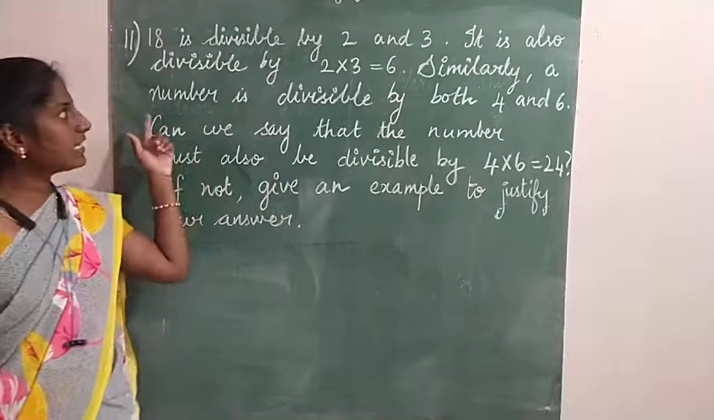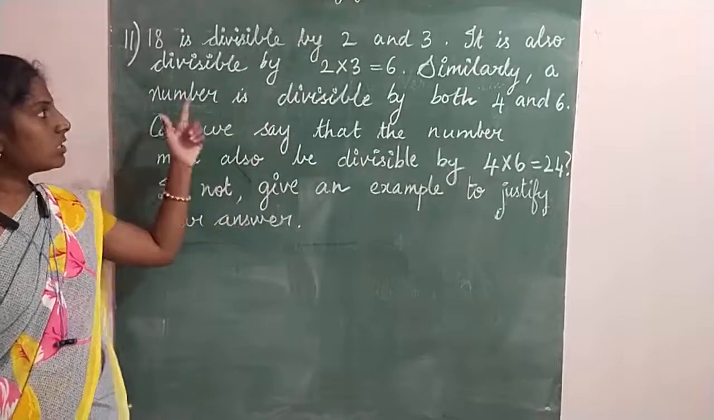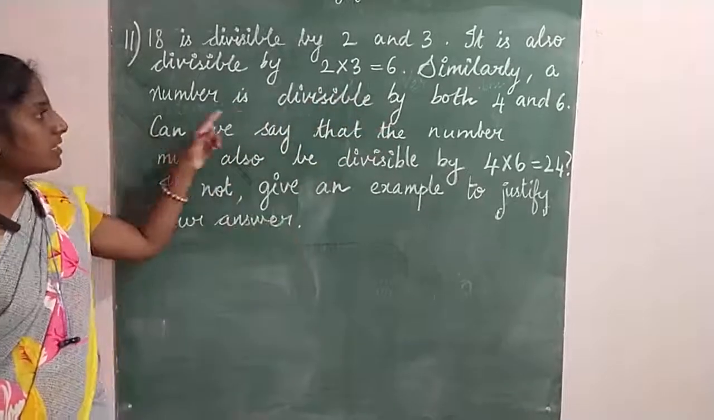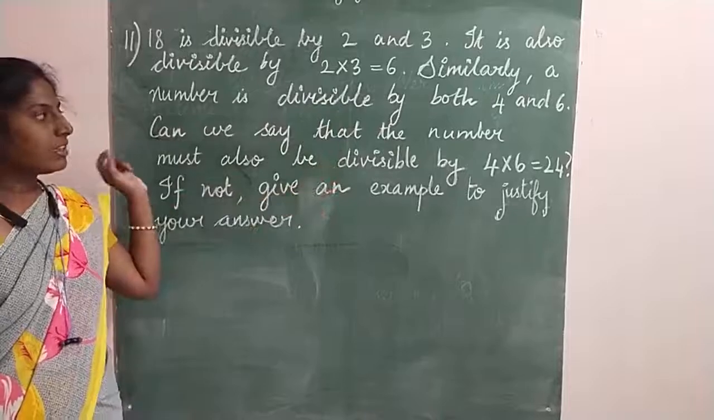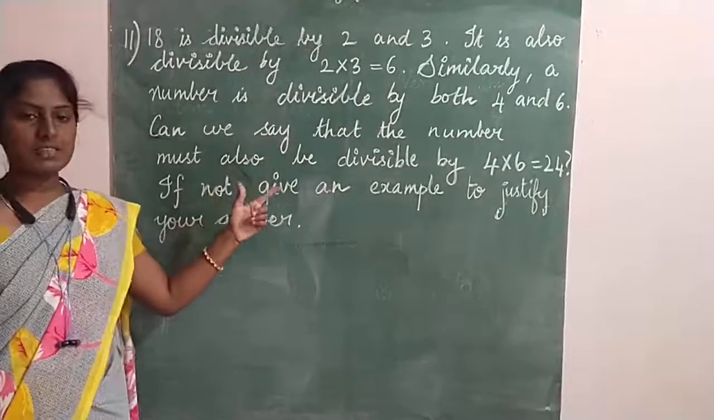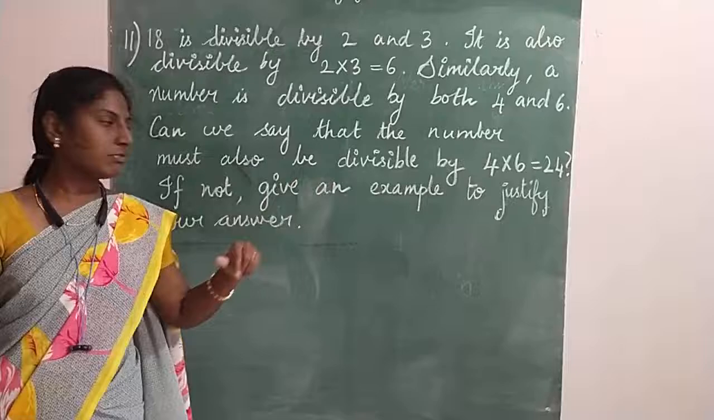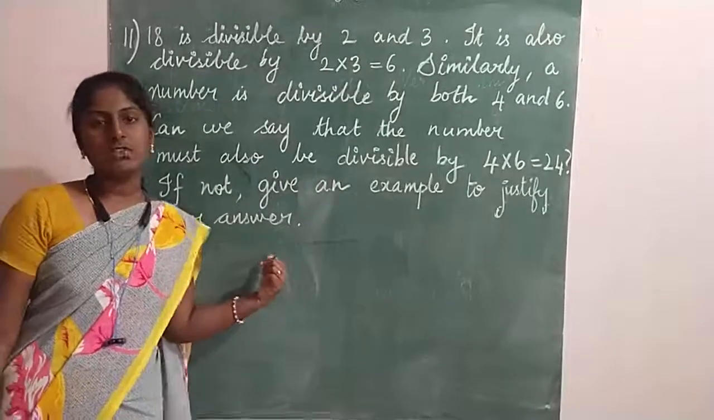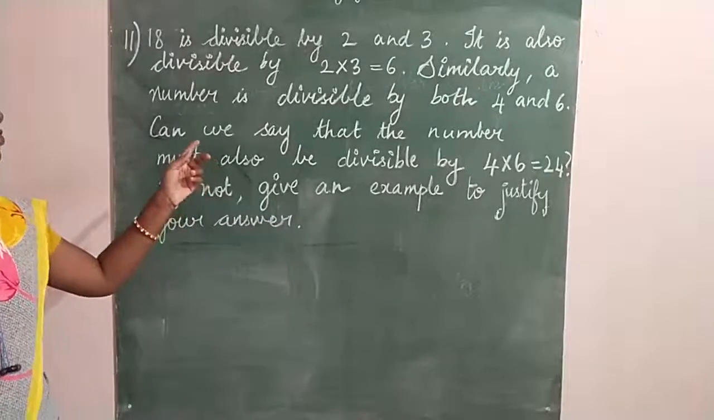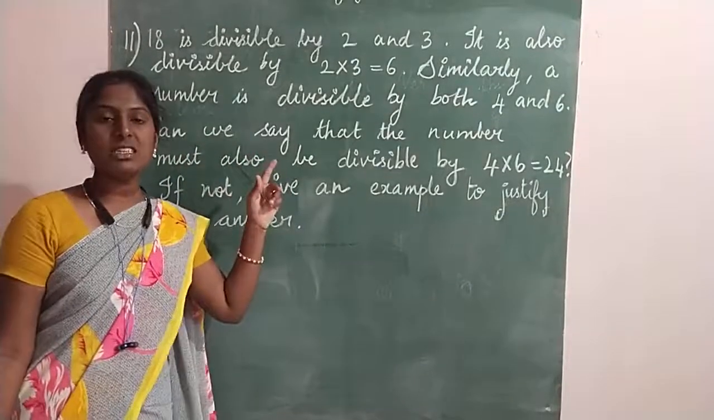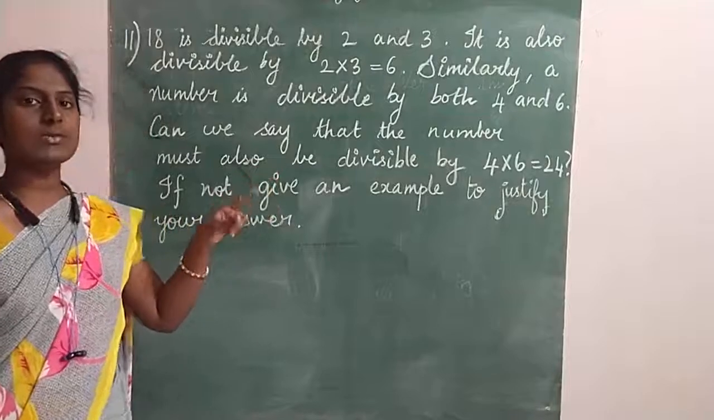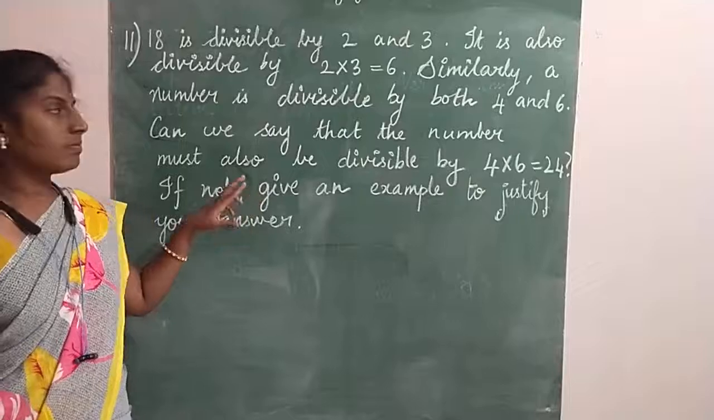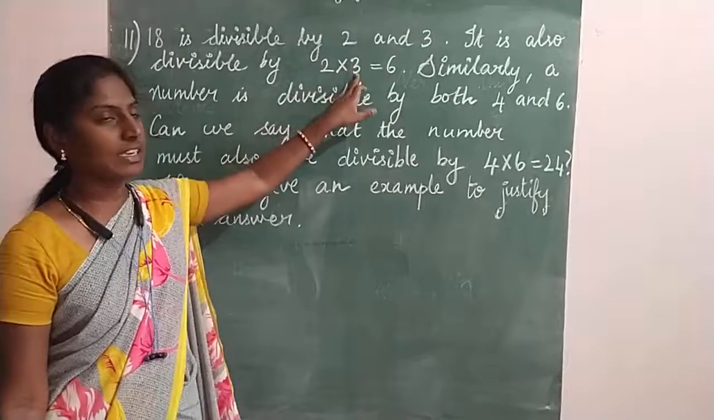The next question that we are going to see is the 11th question. Here the question is: 18 is divisible by 2 and 3. It is also divisible by 2 into 3, that is 6. Similarly, a number is divisible by both 4 and 6. Can we say that the number must also be divisible by 4 into 6, that is 24? If not, give an example to justify your answer. So this is the question. Here it is given 2 threes are 6, right? If any number is divisible by 2 and 3, it must also be divisible by 6 because 2 and 3 are co-prime numbers. They don't have any common factor other than 1.